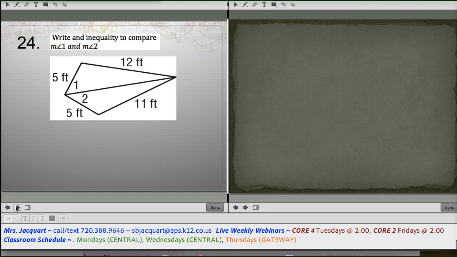Okay, 24. Write an inequality to compare measure of angle 1 and 2. So here's 1, and it's matching up to number 12. And 2 is matching up to number 11. So angle 1 must be greater than measure of angle 2, because 1's connected to 12, 2's connected to 11. And I am done. All right, guys, good luck. Have fun.